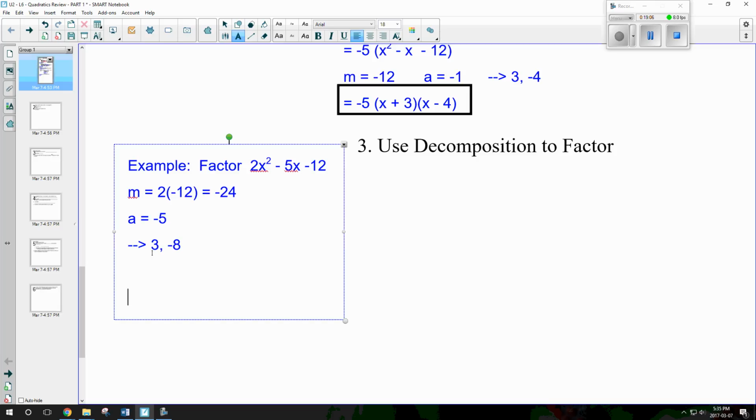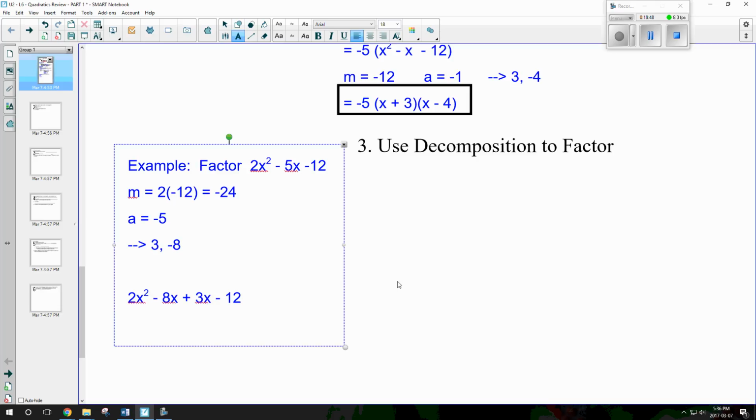Now that we have our two numbers, remember, with decomposition, this is where we go back to our original equation and we decompose or break up our middle term into the two numbers that we came up with. So in this case, we have 2x squared, and then we're going to put in our two numbers. So let's do negative 8x plus 3x. And then our last number here is the negative 12 from the top, and again, that's from the original equation up here. So we broke up our negative 5x into the two terms of negative 8x plus 3x.